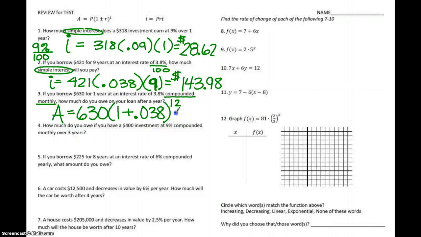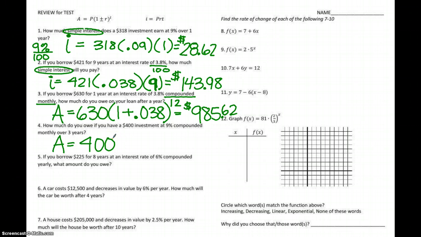And if we actually multiply all that out, the amount that we are going to owe is $985.62, which is with borrowing $630, and now we owe $985. So not so great to have to borrow money.